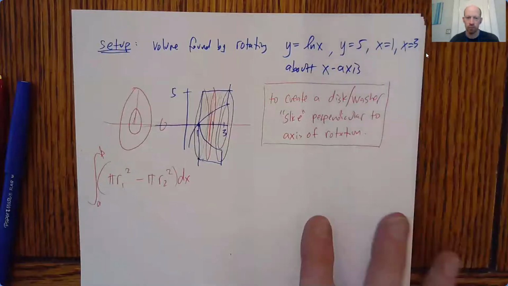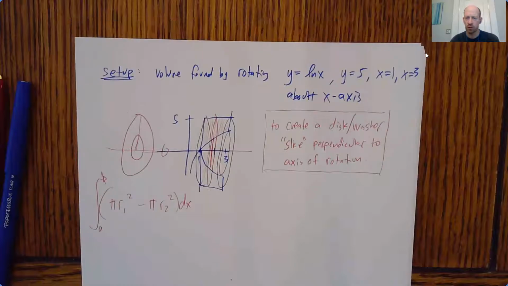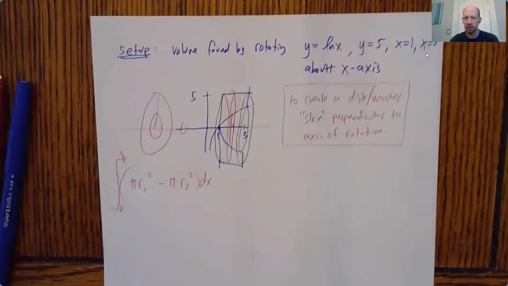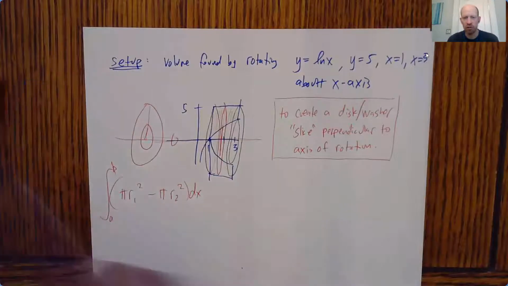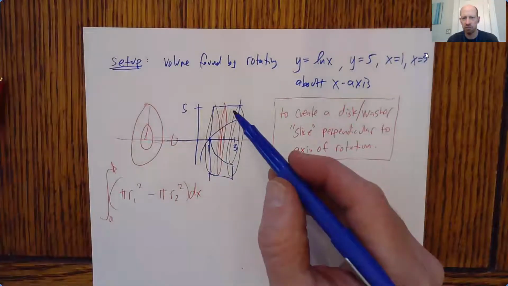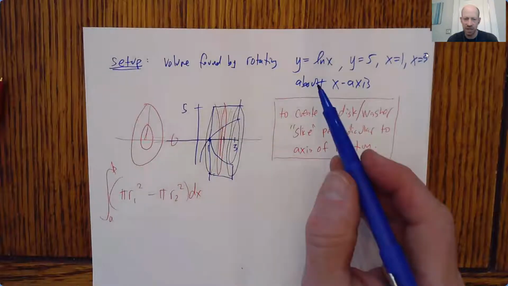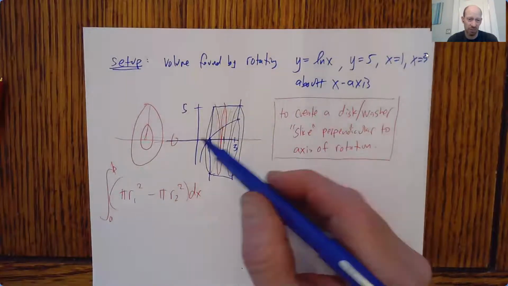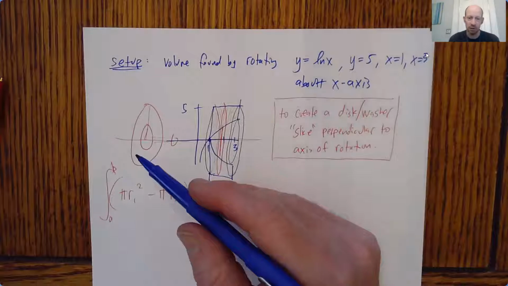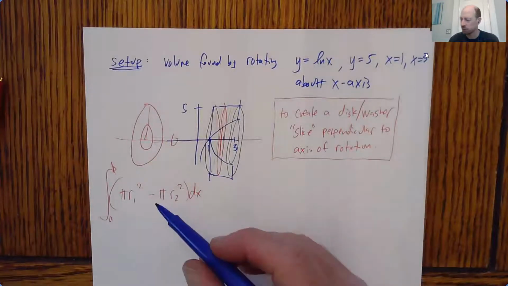Okay, questions so far? So here we are rotating this region around this axis. We sketched it out. We got our sample slice, and we have our formula for how that goes. This is true for any washer.